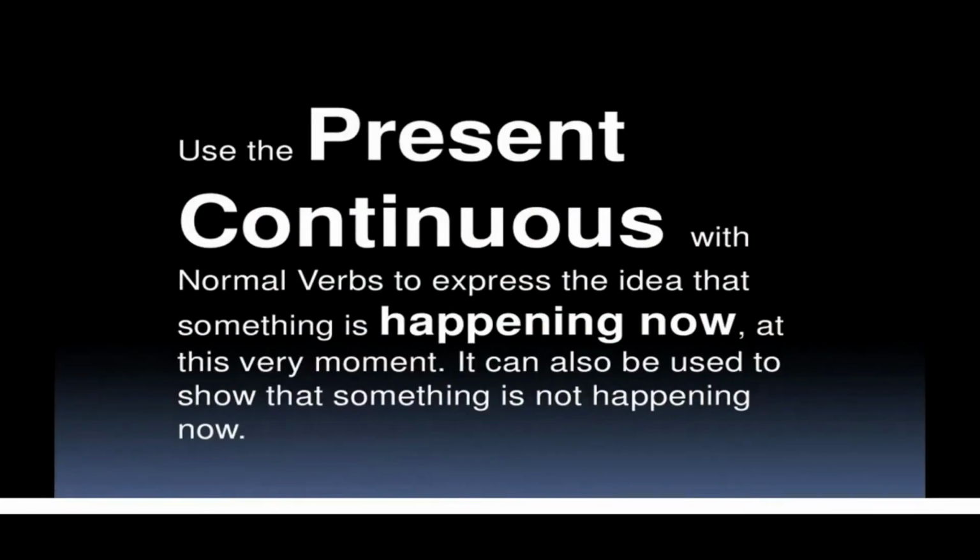Okay, let's see the next part of present tense. Present continuous tense. Use the present continuous tense with the normal verbs to express the idea that something is happening now, at this very moment. It can also be used to show that something is not happening now. Either something is happening now or something not happening now. For both these things we have to use present continuous tense. Okay, it is otherwise known as progressive.